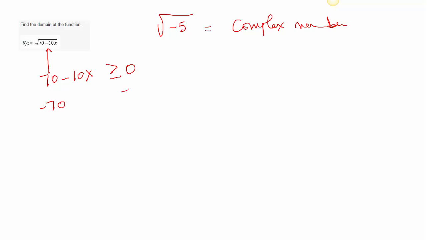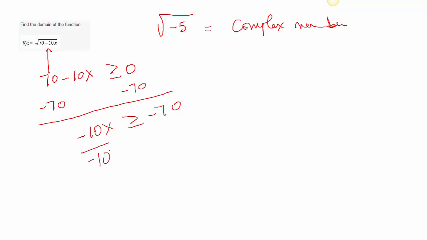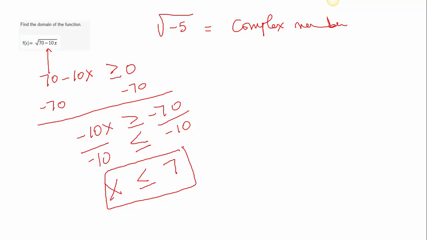Subtract 70 from both sides. So that's going to be negative 10x greater than or equal to negative 70. Now divide both sides by negative 10. Flip the symbol. So every time you divide or multiply an inequality by a negative number, you must flip the symbol. Divide both sides by negative 10. So the 10s will cancel, the negative will cancel, x is less than or equal. The negative will cancel, 70 over 10 is just 7. Final answer. X is less than or equal to 7 is the domain of the function.